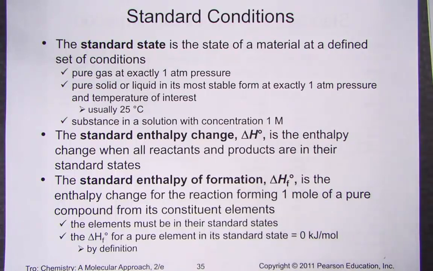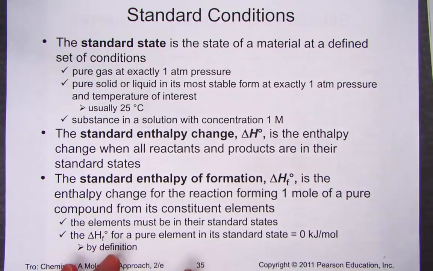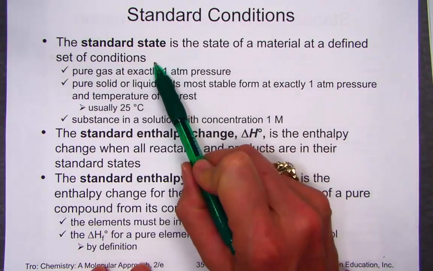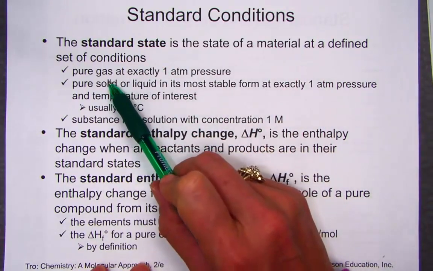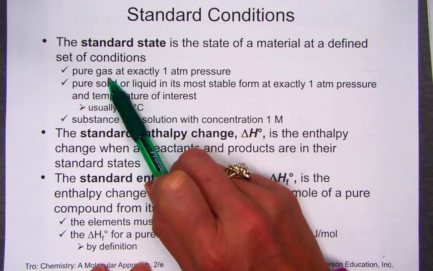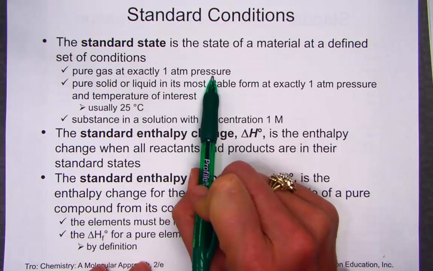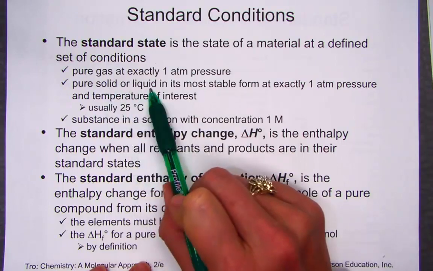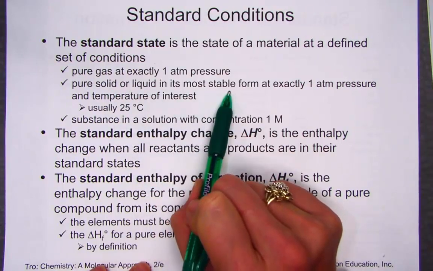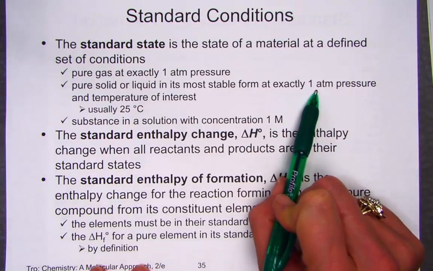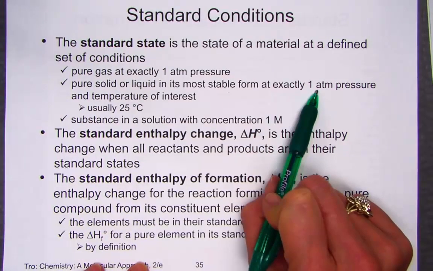Our next topic to be covered is called standard conditions. The standard state is the state of a material at a defined set of conditions. For instance, of a pure gas, the standard state would be taken at exactly 1 atmosphere of pressure. A pure solid or a pure liquid in its most stable form at exactly 1 atmosphere of pressure. Standard pressure is typically 1 atmosphere.